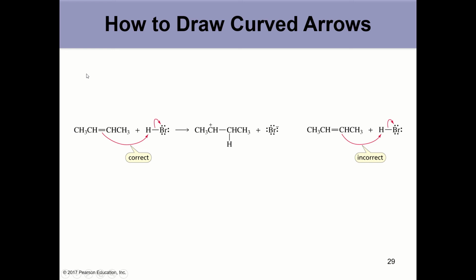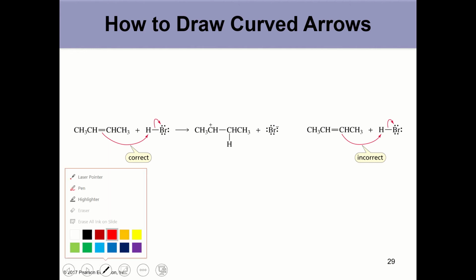We're going to continue with how to draw curved arrows. In the beginning, I recommend that you always label your nucleophile and electrophile so that your arrows point in the correct direction. The arrowhead should point at the electrophile.